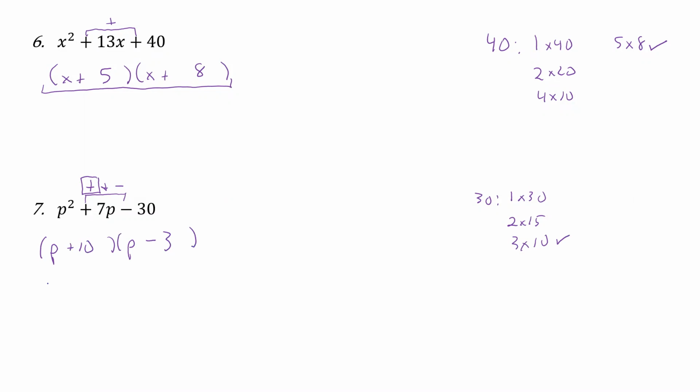And again, you could have put P minus 3 and P plus 10. And either way you write this, it's going to be the same thing because if you multiply it back out, you get P squared, then minus 3P plus 10P. So 10 minus 3 is 7. And then minus 30. Same would work with there. So either one of those answers written in either order will give you the same value. All right, so let's look at another one.